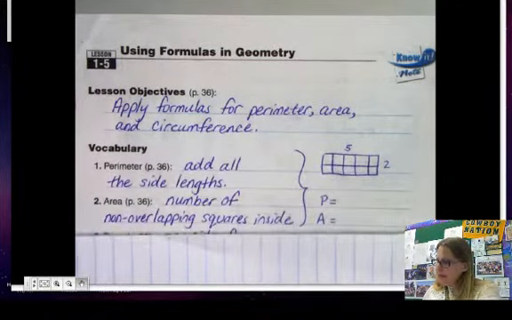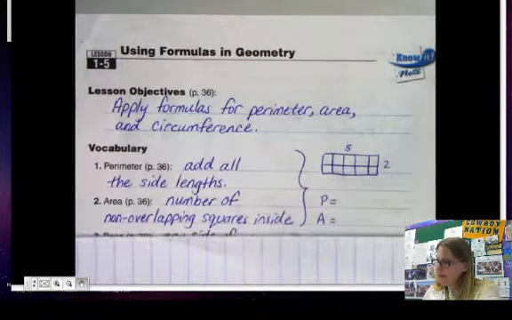Our vocabulary is, first of all, perimeter. Perimeter is when you add all of the side lengths together. And area is the number of non-overlapping squares that are inside.